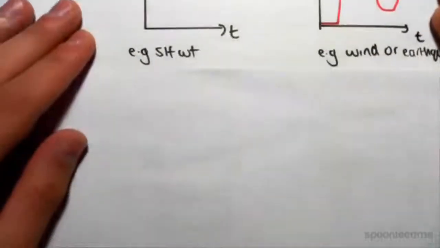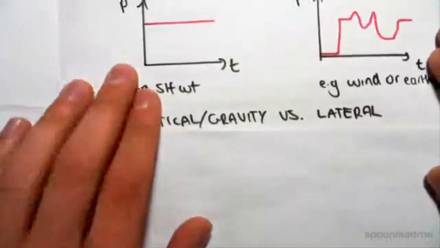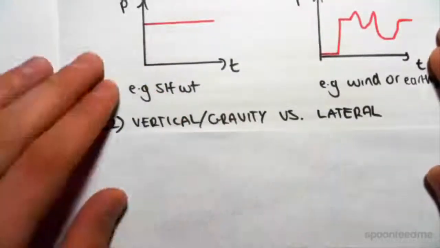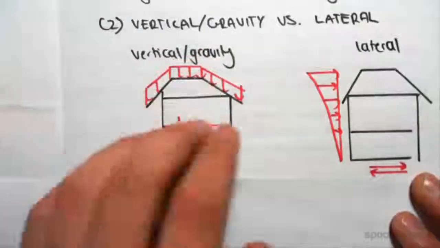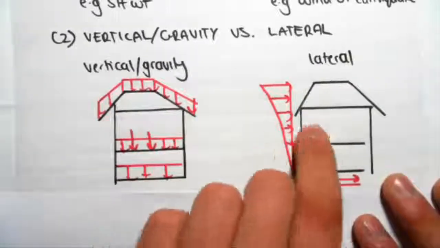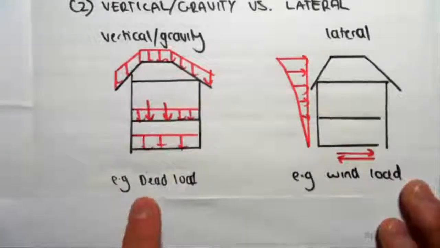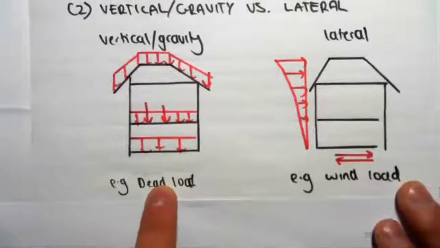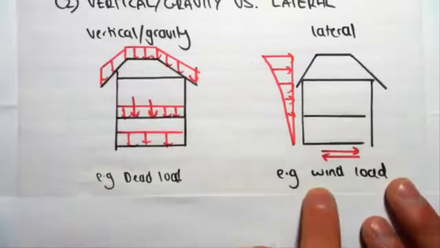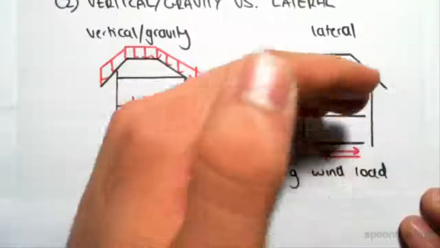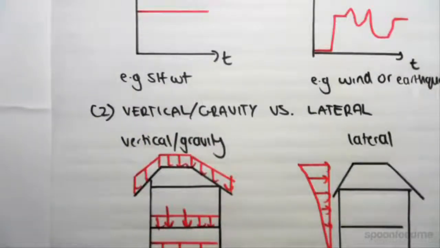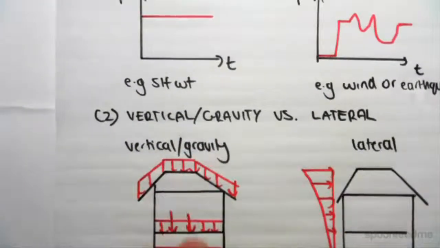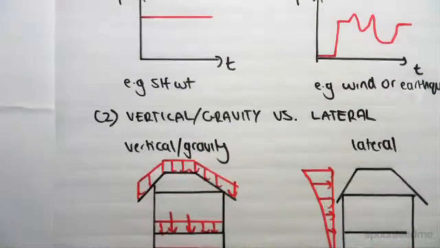The second type of classification we like to refer to is vertical/gravity or lateral loading. So vertical loading or gravity is just pointing down, it's vertical, and lateral is more horizontal. Okay, so vertical, for example, is dead loading, or gravity, or lateral loading is, for example, wind load. It's going laterally, or an earthquake, it's horizontal to the structure. Okay, so just keep in mind throughout these videos, I might be referring to some of these terms. They're just jargon for this unit of study.